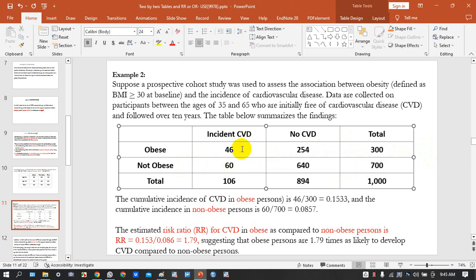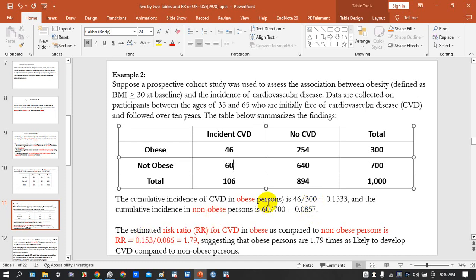So here we are considering their frequencies. We are considering their percentage, cumulative percentages. We realize that those who were obese were only 300, and those who had the disease among the obese were 46, while those who were not obese were 700, and those who did not have the disease among those who were not obese were only 60. So the cumulative incidence of cardiovascular disease in obese persons is 46 over 300, which is equal to 0.1533, and the cumulative incidence in non-obese were 60 over 700, or 60 over total, which is 0.0857.